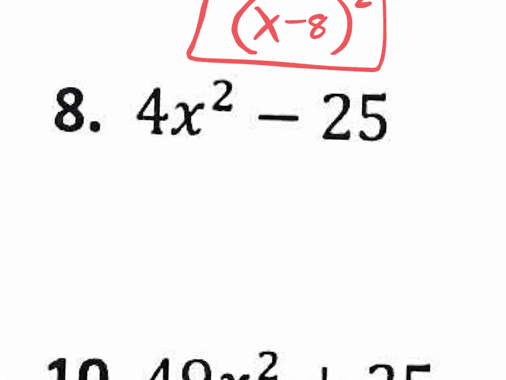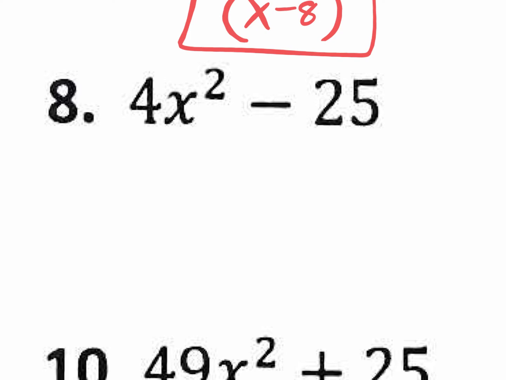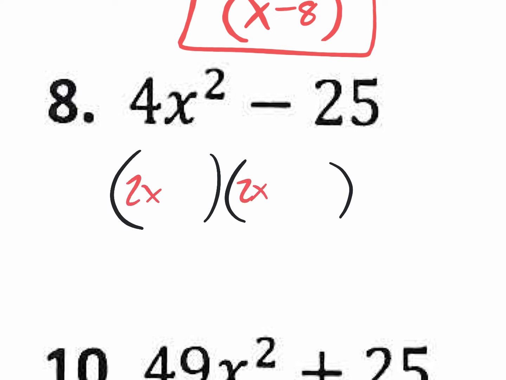Number 8. Perfect squares. What's my factored form answer then? 2x, 2x. And what's the square root of 25? 5 and 5. Now what about the signs? One has to be negative, one has to be positive. It doesn't matter which one you put where, but they have to be different.